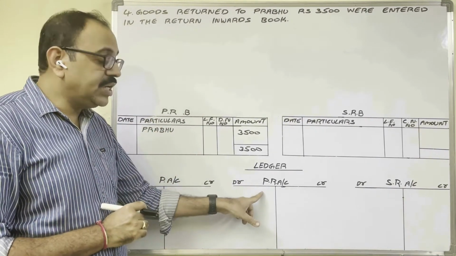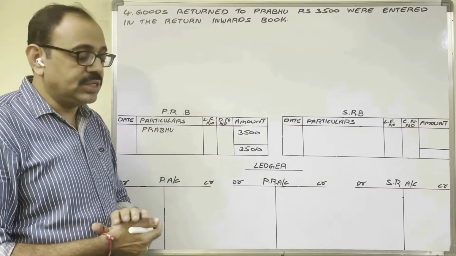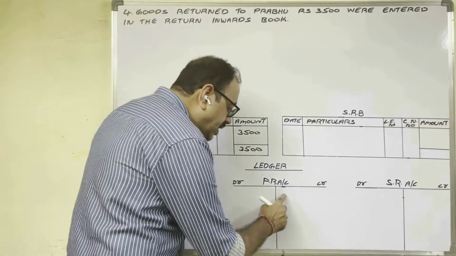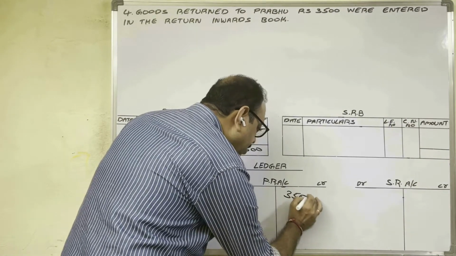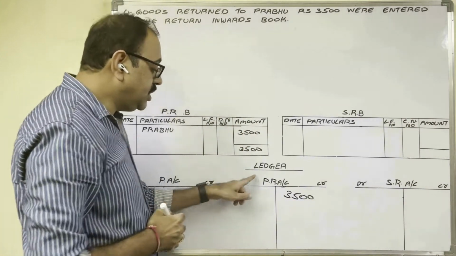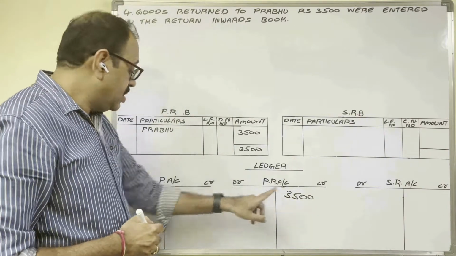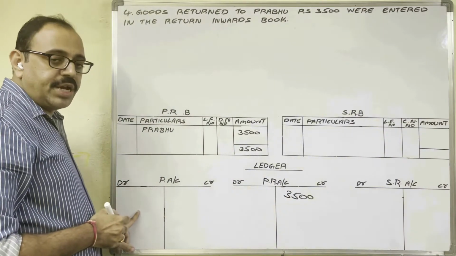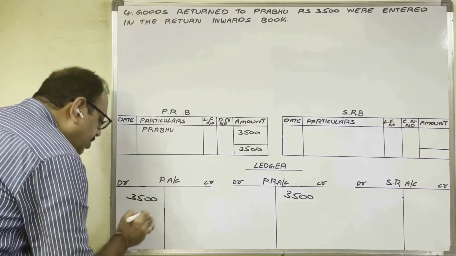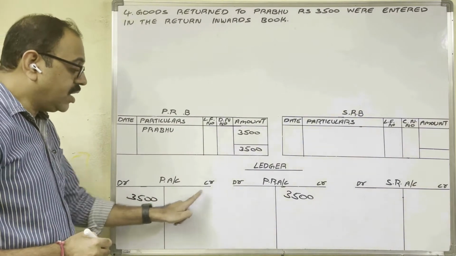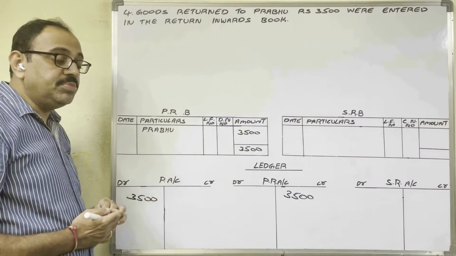Therefore, purchase returns account shows a credit balance. On the credit side, by sundries as per purchase returns book, 3500. As purchase returns account is credited, the supplier's account should be debited. In Prabhu account 3500 we should debit. Correct recording, correct posting. Now observe the mistake.